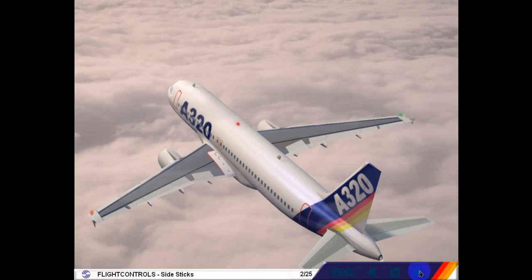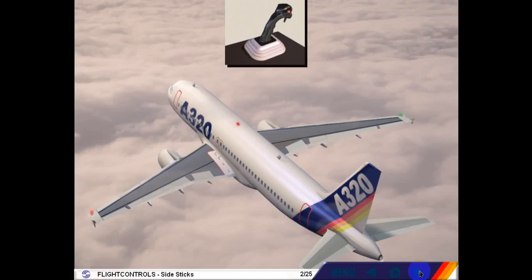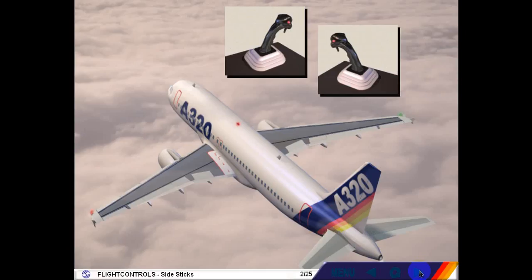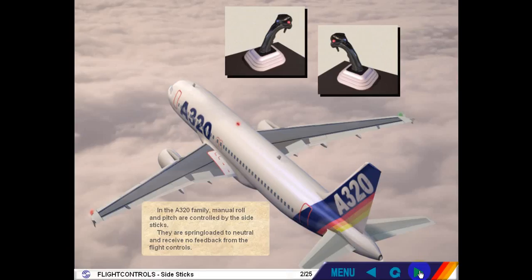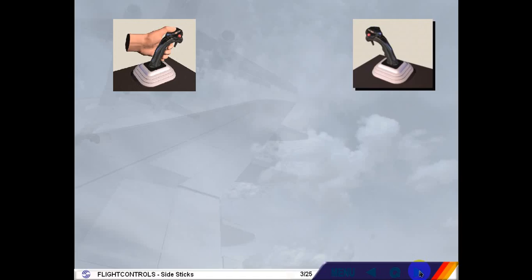In the A320 family, manual roll and pitch are controlled by the side sticks. They are spring-loaded to neutral and receive no feedback from the flight controls. Movement of one side stick will not cause movement of the other. In this case, as the left side stick is moved, the right remains in the neutral position.